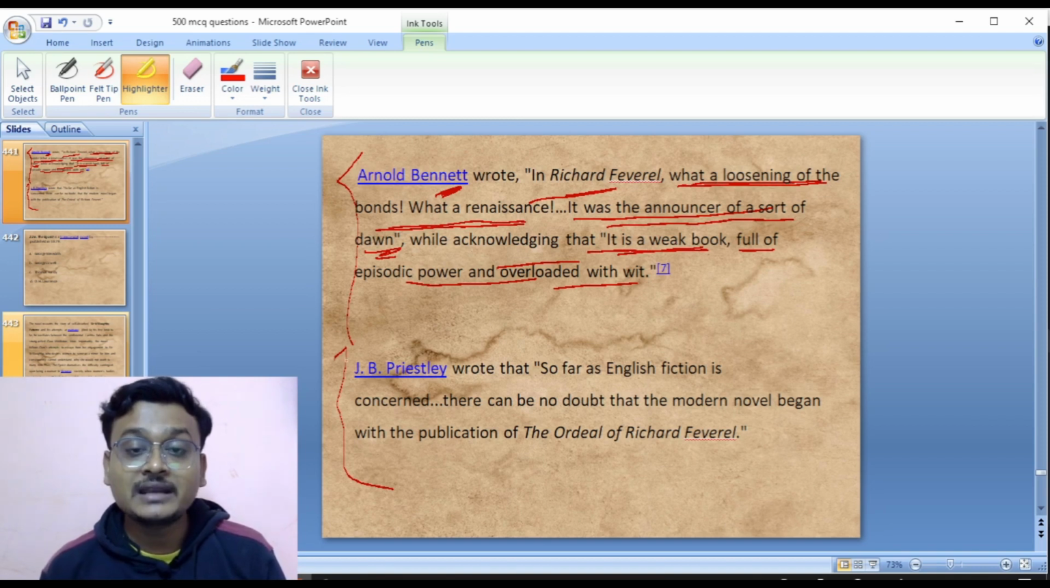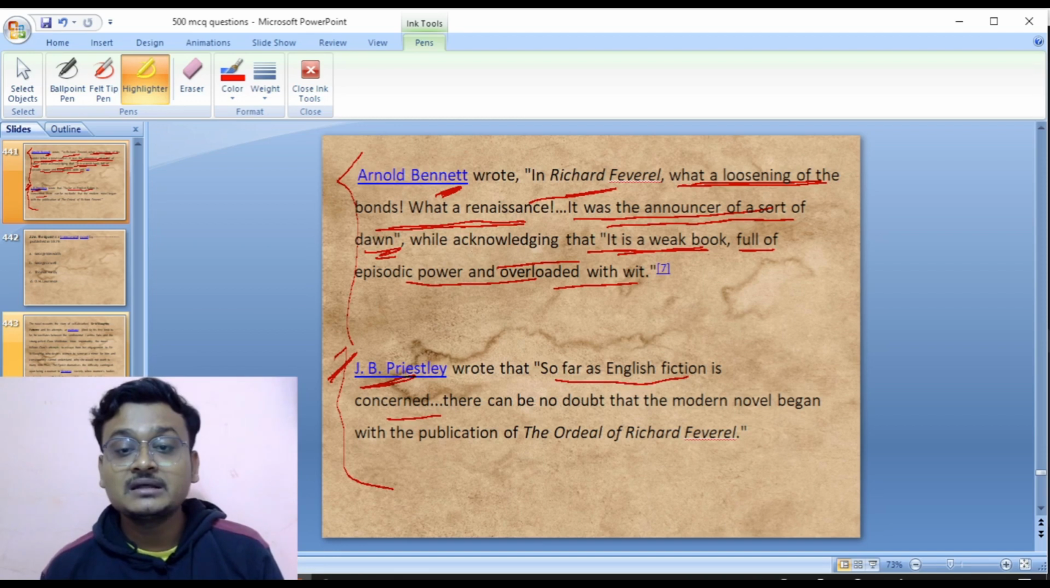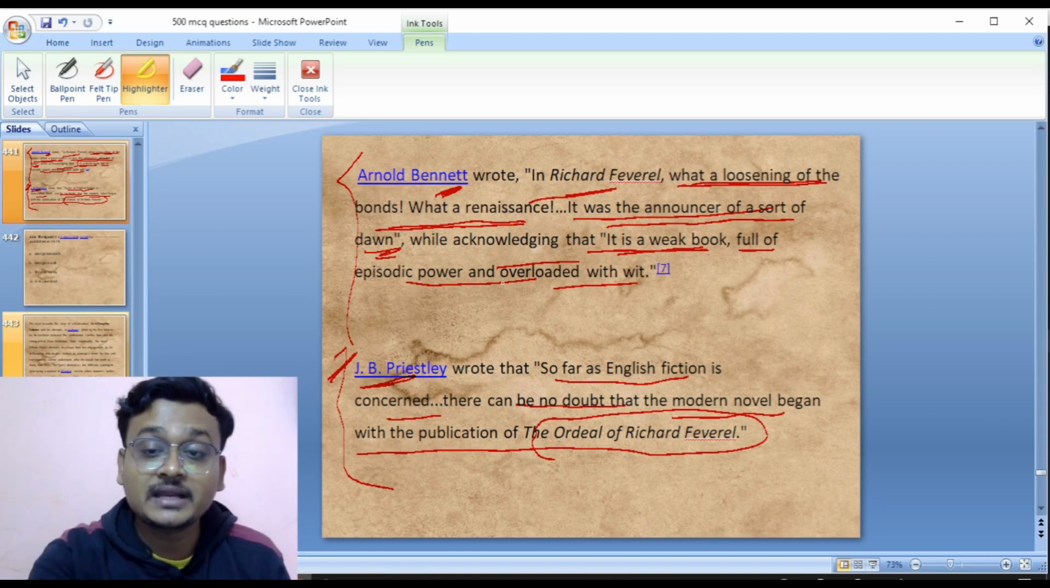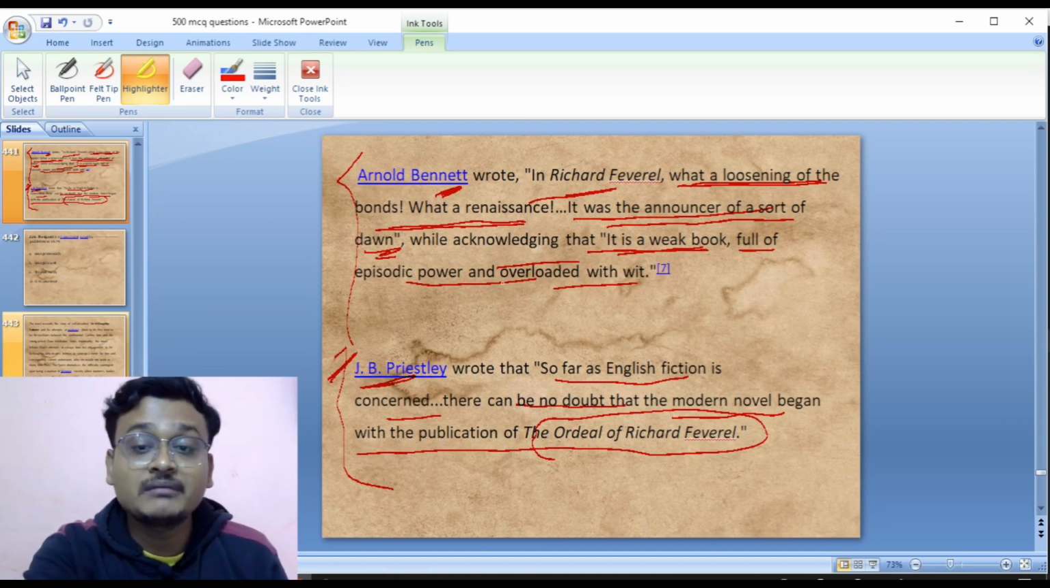And on the other hand, J.B. Priestley says that so far as English fiction is concerned, there can be no doubt that the modern novel began with the publication of The Ordeal of Richard Feverel, that was written by George Meredith. So J.B. Priestley has commented that so far as English fiction is concerned, there can be no doubt that the modern novel began with the publication of The Ordeal of Richard Feverel. Okay, move to next question.